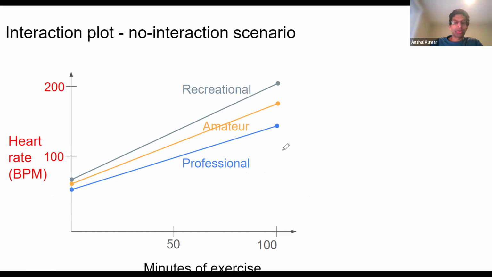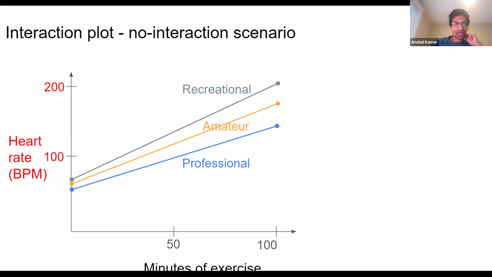But then the professional athletes on average, after 100 minutes of exercise continuously, their heart rates don't go up as rapidly. An amateur athlete's heart rate will have a steeper slope in its increase over the 100 minutes of exercise. And so that orange line in the middle there is steeper than the line for the professionals. And then the steepest line is the recreational athlete. The recreational athlete, their heart rate goes up the most if they really push themselves to exercise 100 minutes.